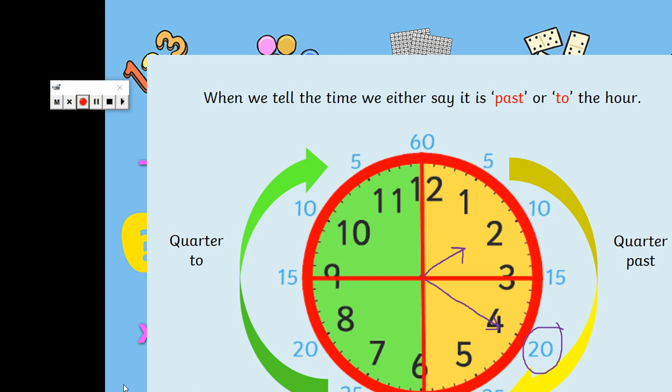Let's have another go. So I'm going to just delete those again. Right, this time my minute hand is pointing here, and my hour hand is pointing here. So what time is it showing? If you have said, let's go from the top again, right the way round, if you said it's 25 minutes past 9, then you would be right.